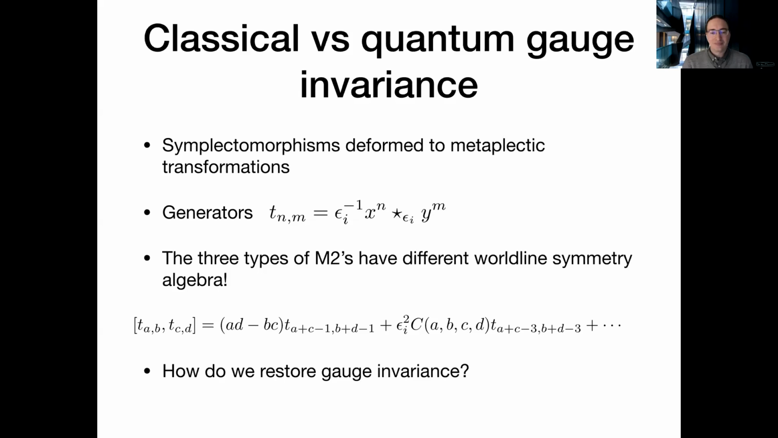So how do we restore gauge invariance? Are the three types of brane, of M2 branes, are X and Y the same modes, oscillations in C^2? Yes. Mm-hmm. That's right.